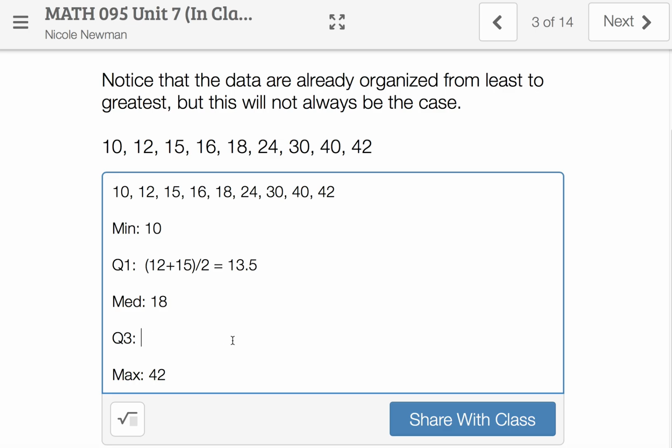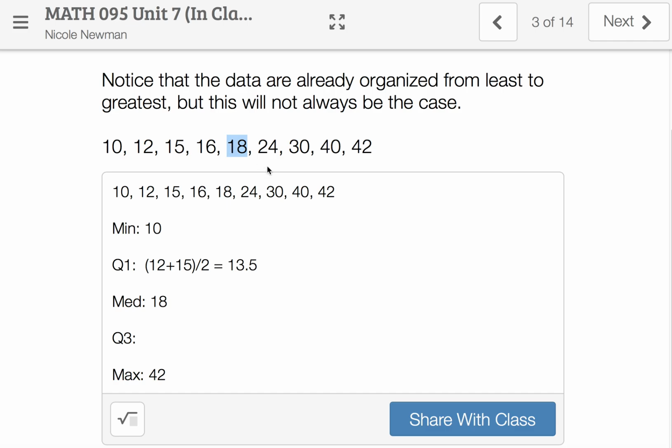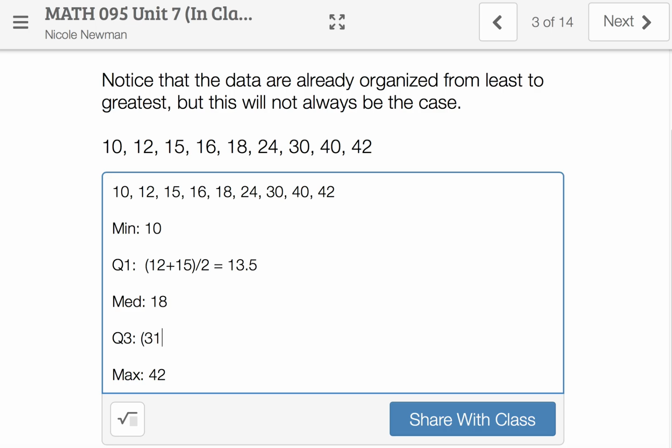For the third quartile, remember the median is 18. For this upper quartile, we look at all of the data points that are above the median. 30 and 40 are in the middle of that data set, so we need to find the average of those two. And that should be 35. So now we have our 5-number summary. We have the minimum and the maximum. We have Q1 and the median and Q3.